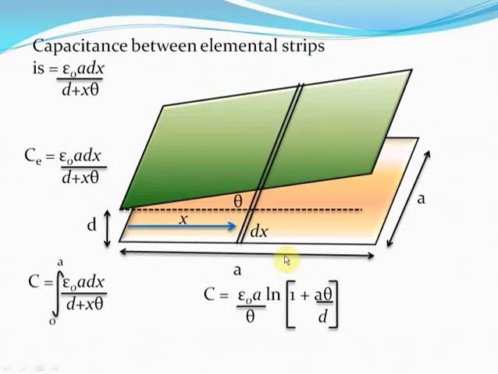The main problem that we faced in solving this question was that the distance between the two plates was not constant. So we took two elemental strips for which the distance between the strips was equal to a fixed value d plus x tan theta, and then we integrated this elemental capacitance across the entire two-plate system to calculate the final capacitance of the two-plate system. We could integrate because the capacitances of the elements were in parallel, and in parallel you can add up all the capacitances.